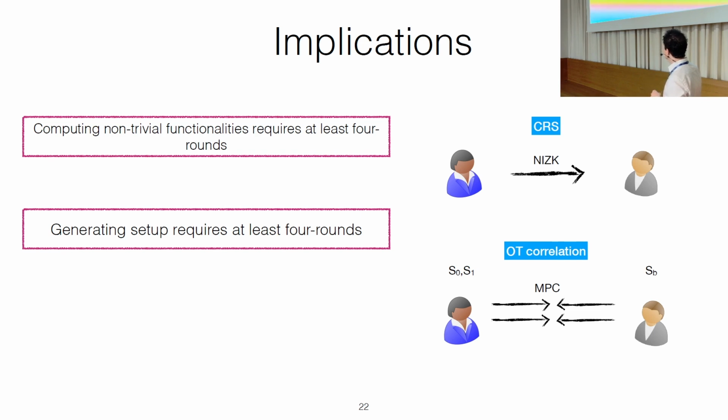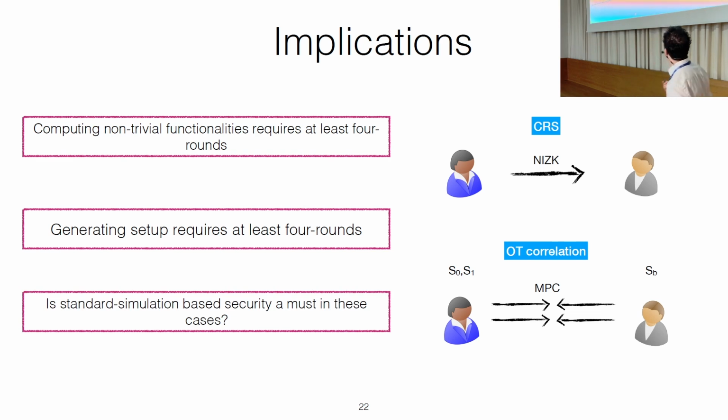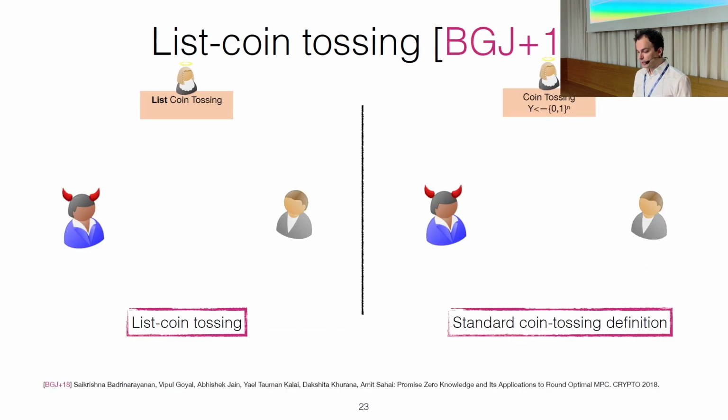So the question now is, yeah, but is it true? Are we sure that maybe there is nothing better we can do in this case? And the point here is that maybe when you want to generate a setup, maybe when you want to generate a CRS, you can tolerate a relaxed security notion and things will work fine. And maybe in this relaxed security notion, you can do something better in terms of round complexity.